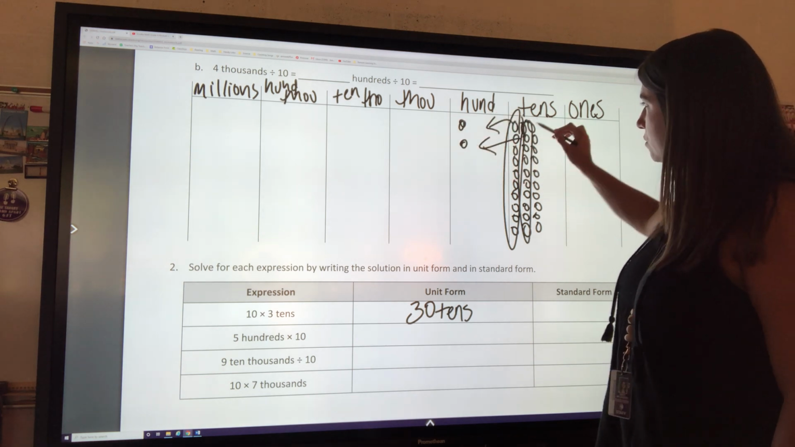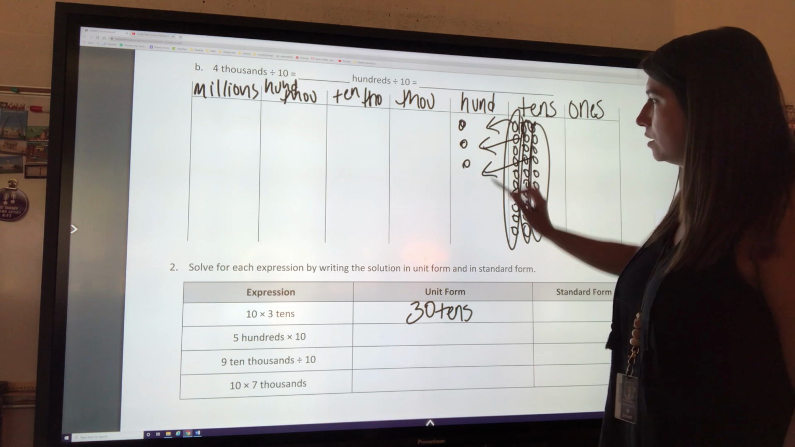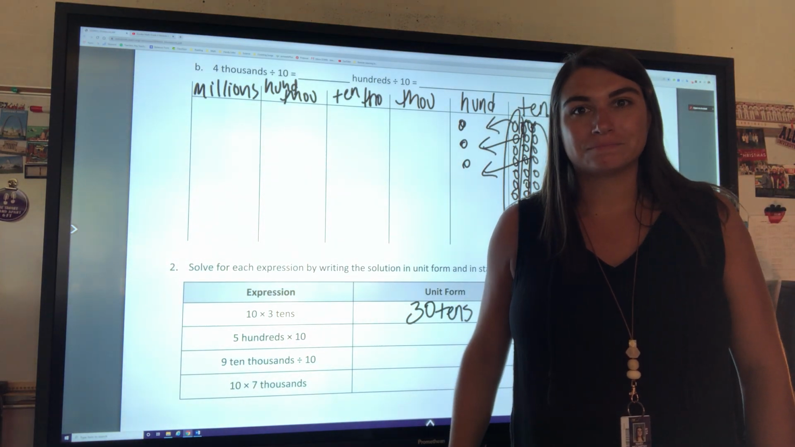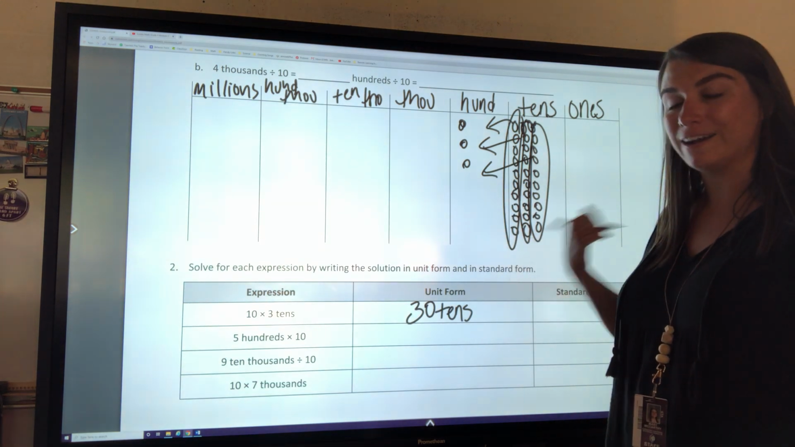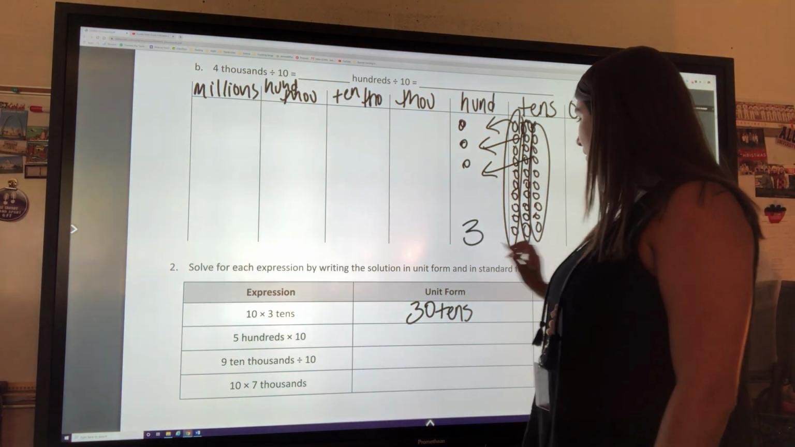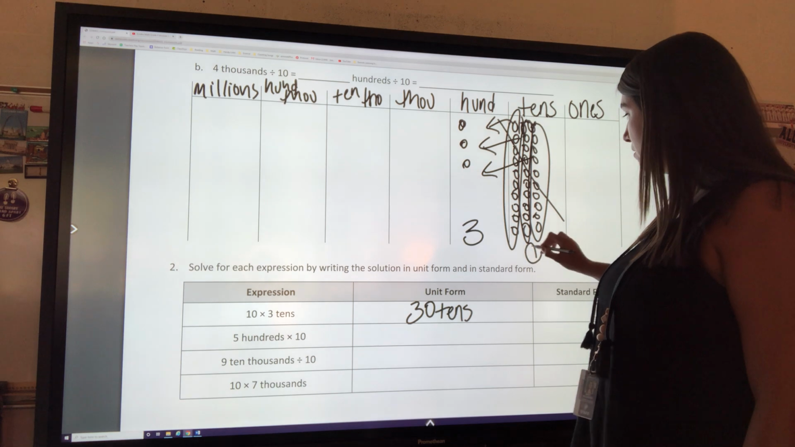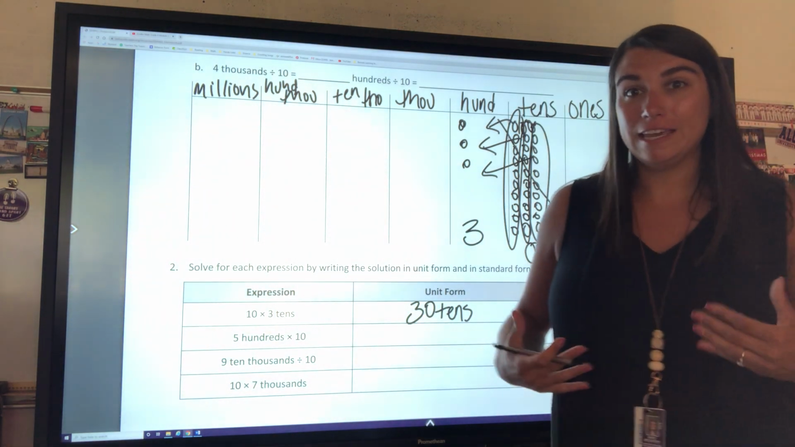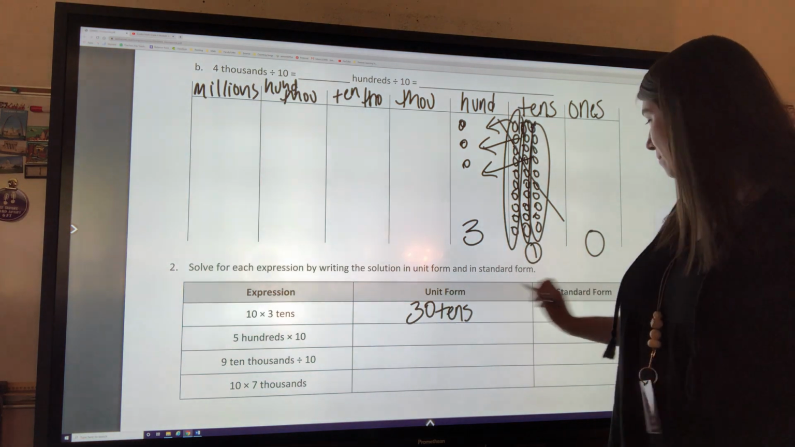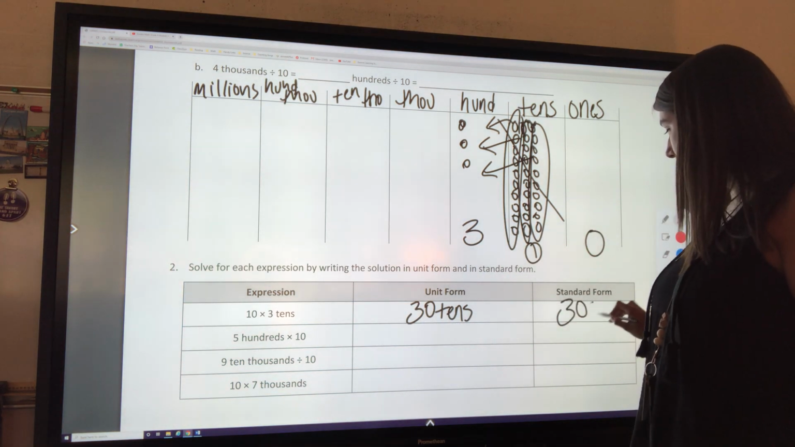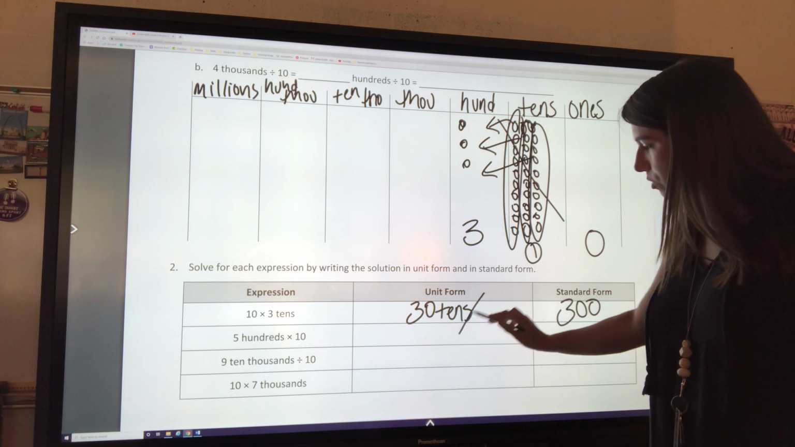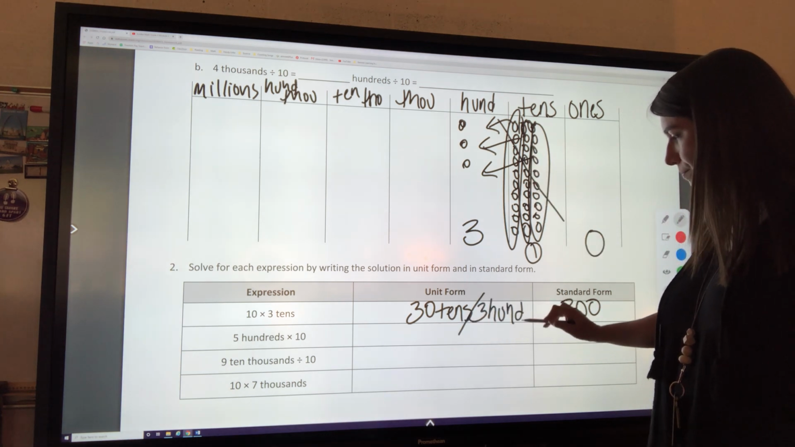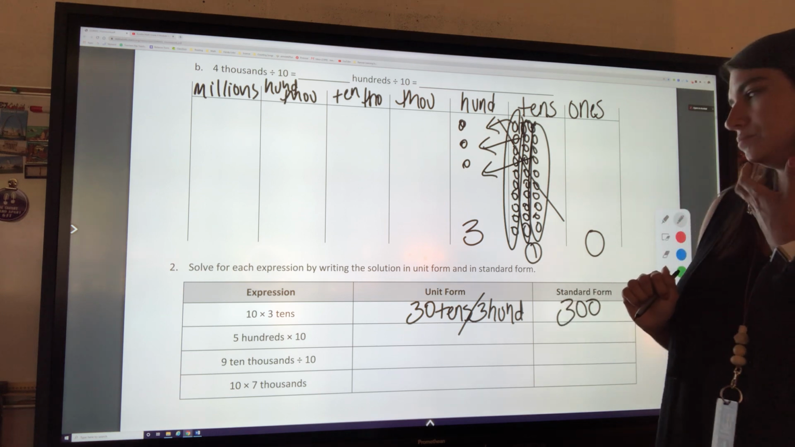Groups of 10, move them over. Group of 10, move them over. Oh my goodness. How many hundreds do I have? 3 hundreds. Okay, so these are gone now, and there's no ones. So I have 300, which is the same as 300. So my standard form is 300. For unit form, I would also accept 300s there. Either one, because they're the same.